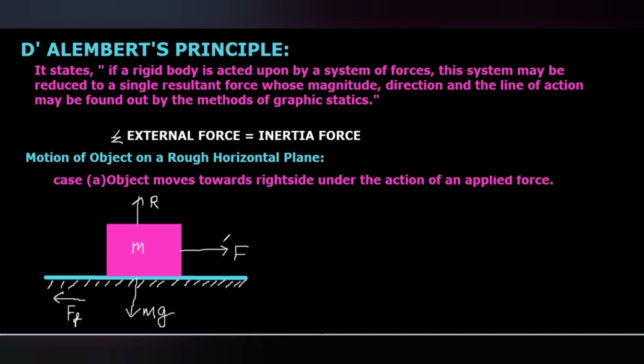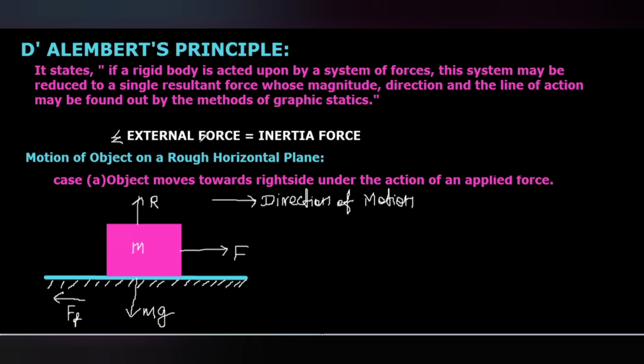When this external force overcomes the frictional force, then the direction of motion of the object will be towards the right side. That means we can say when the applied force overcomes the frictional force, the object will move towards the right side.